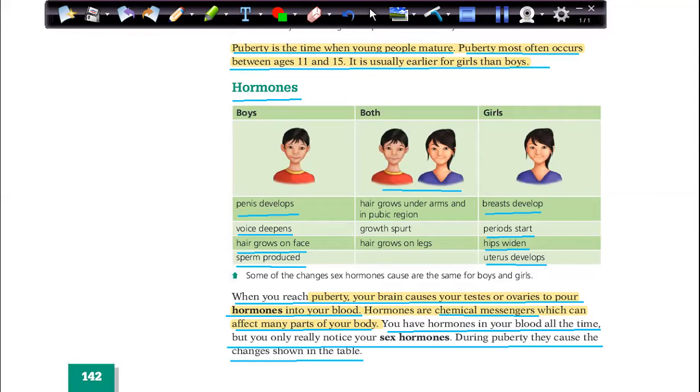in the future. Okay, what about both of them? What is the thing that is common in both of them, or similar to each other? Hair grows under the arms and in the pubic region. The pubic region is the pelvis region, okay? This is called the pubic region. Growth spurt, like your body will grow faster, will become bigger and taller. Hair grows on the legs also. So both of them have these. And boys have another different thing from the girls.